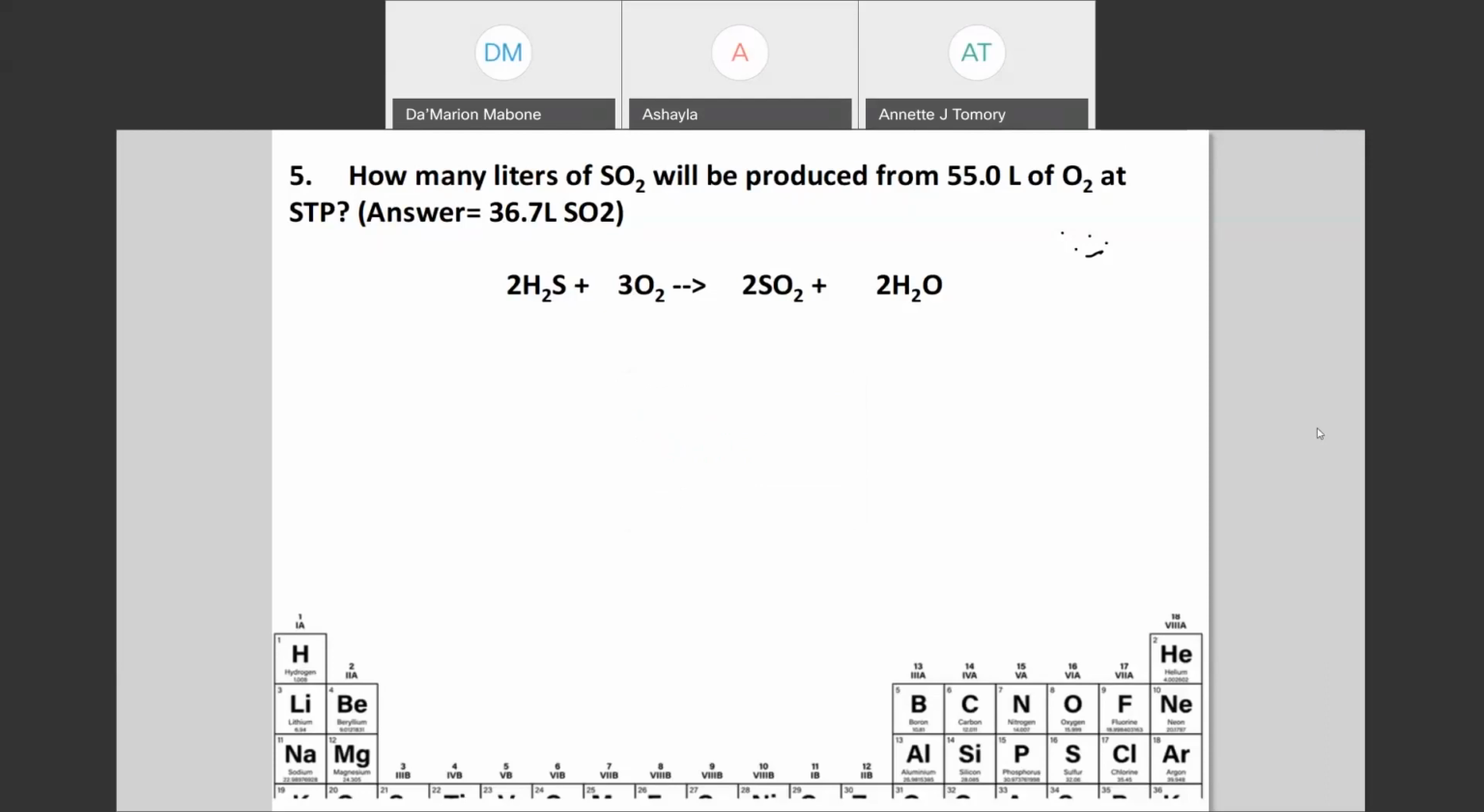Where am I going to put my X? Under the SO2. What unit am I going to put with that? Liters. Okay. All right. It will be produced from 55.0 liters of O2. Where am I going to put that information? Under the O2. I'm going to put 55.0 liters here. Am I changing compounds? No.